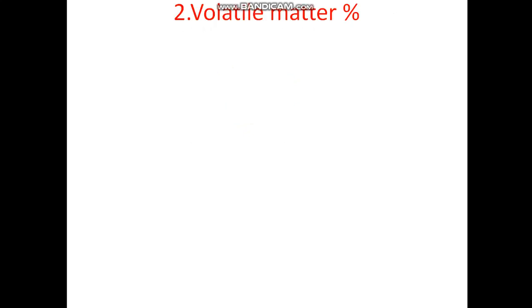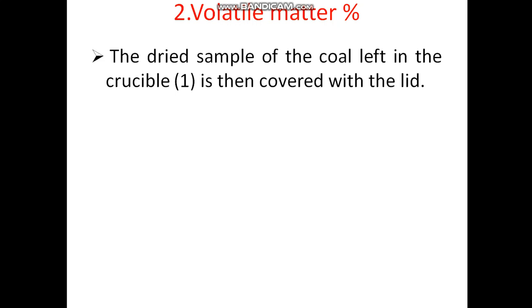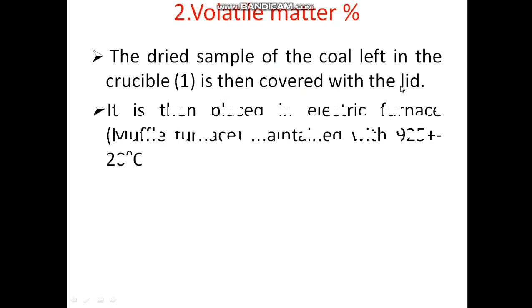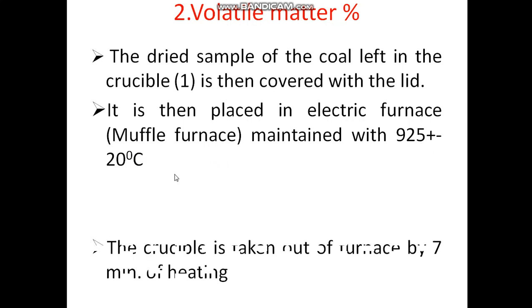Second is the volatile matter, the percentage of volatile matter. The same crucible with the same coal left we are going to take. So we are naming it as crucible 1. And that crucible is covered with the lid. It is then placed in an electric furnace, that is a muffle furnace, maintained at 925 plus minus 20 degrees Celsius temperature. The crucible is taken out of the furnace after 7 minutes of heating.